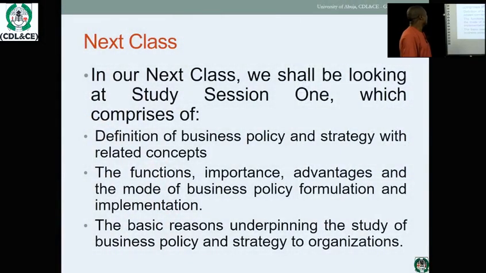Then, we are also going to learn much about the functions policy plays in our life as an organization. The importance that we derive from policy, the advantages, and the mode of policy formulation and implementation. So these are the concepts or things we are going to learn in the next class.